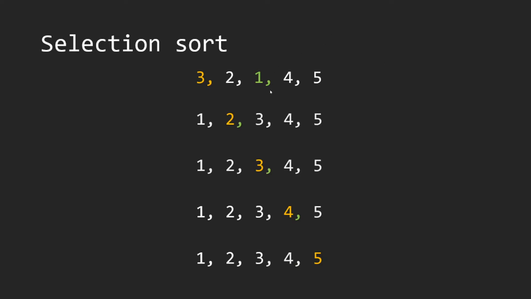So once again, how the selection sort works is we select one number, we iterate through the whole array, and we find the smallest number. In our case, at first it was 1, so we swap them.